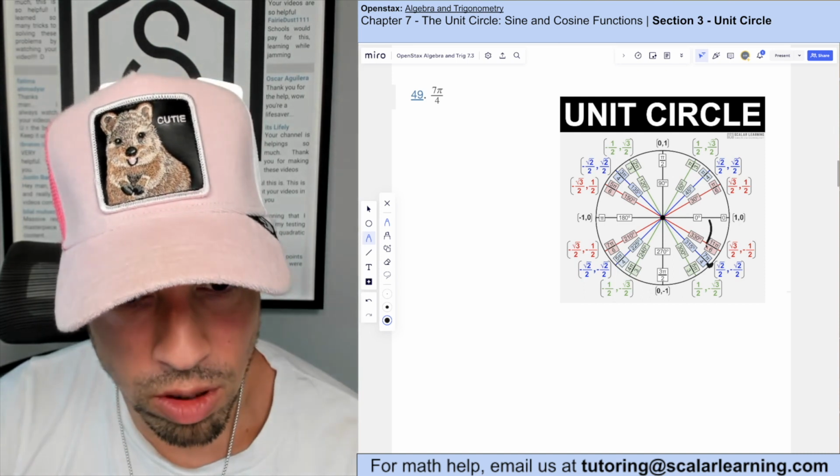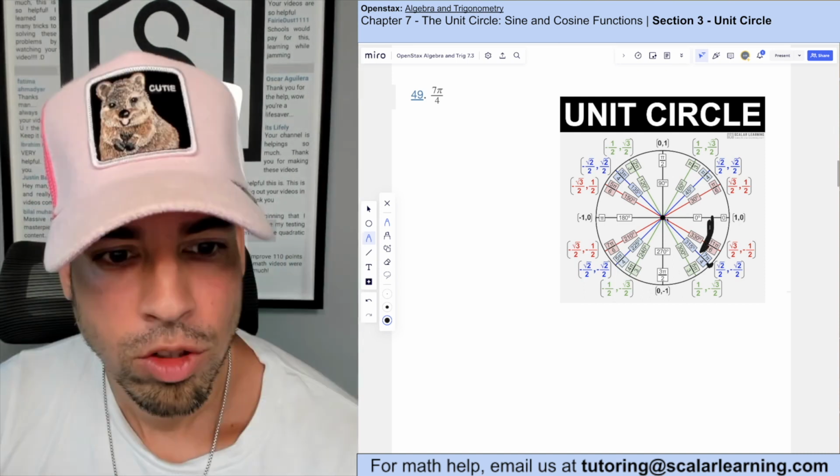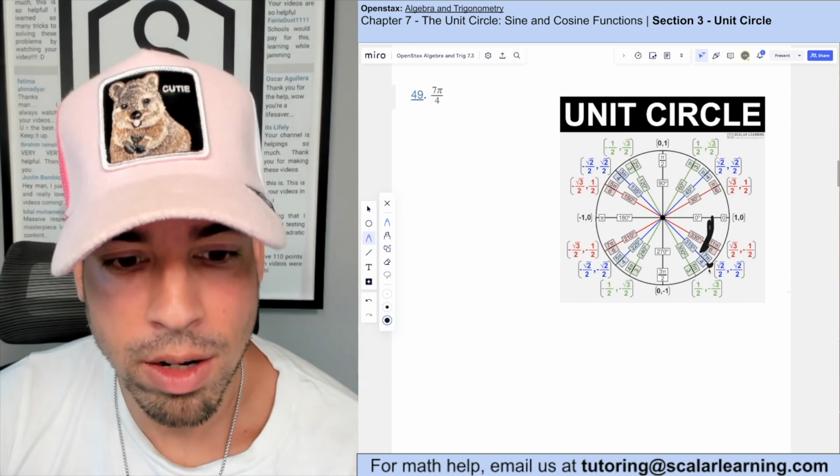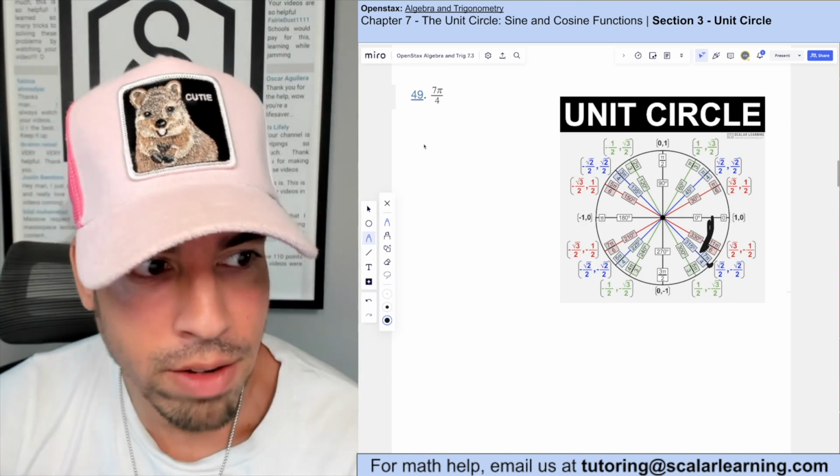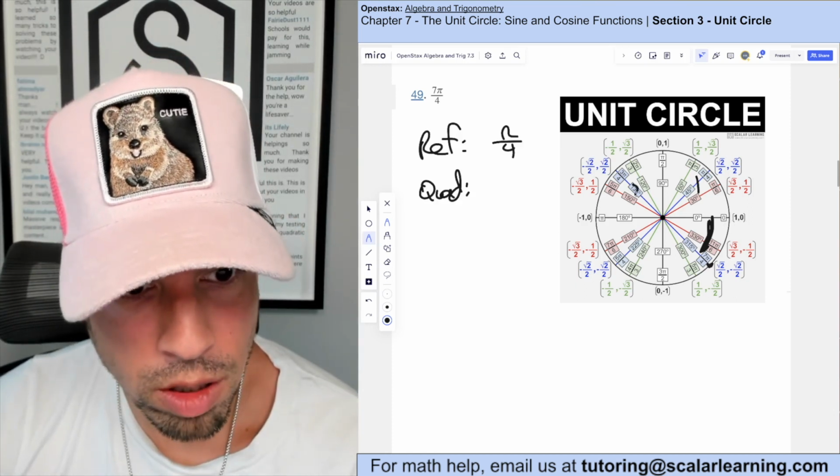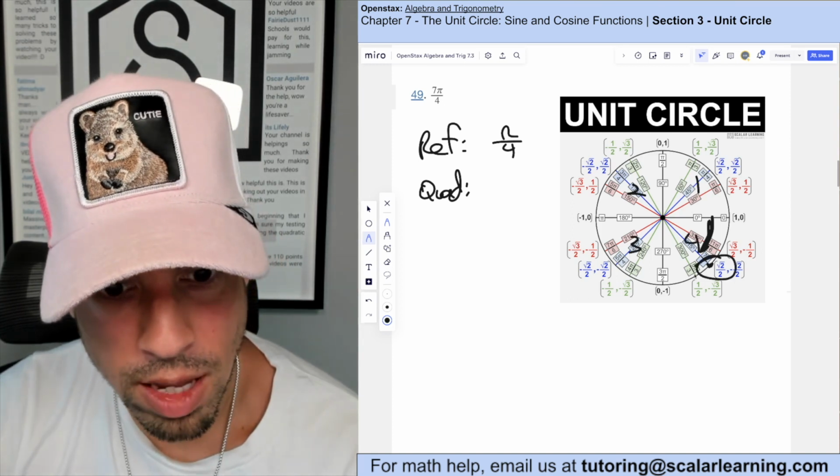And so the reference angle is this distance up to the x-axis. So since the x-axis is like 2 pi, right, this is 7 pi fourths. The difference is pi fourths. And for the quadrant, since that's 1, 2, 3, and 4, this is landing in 4.